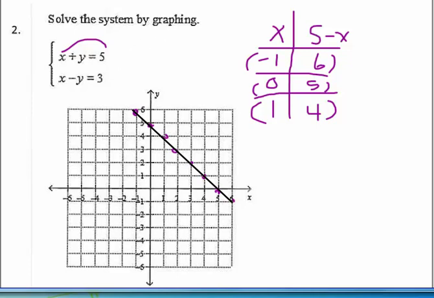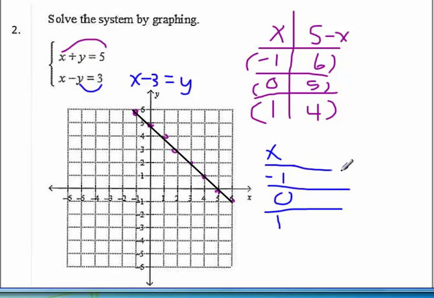Next, let's do the next equation. This one, we have to do x minus y. So I would just sort of switch the places of the x and the y, so it would be x minus 3 is equal to y. But again, whatever you want to do. So I'm going to plug in -1, 0, and 1 into x minus 3 so that I can make my life and yours a whole lot easier. Plug it into x minus 3.